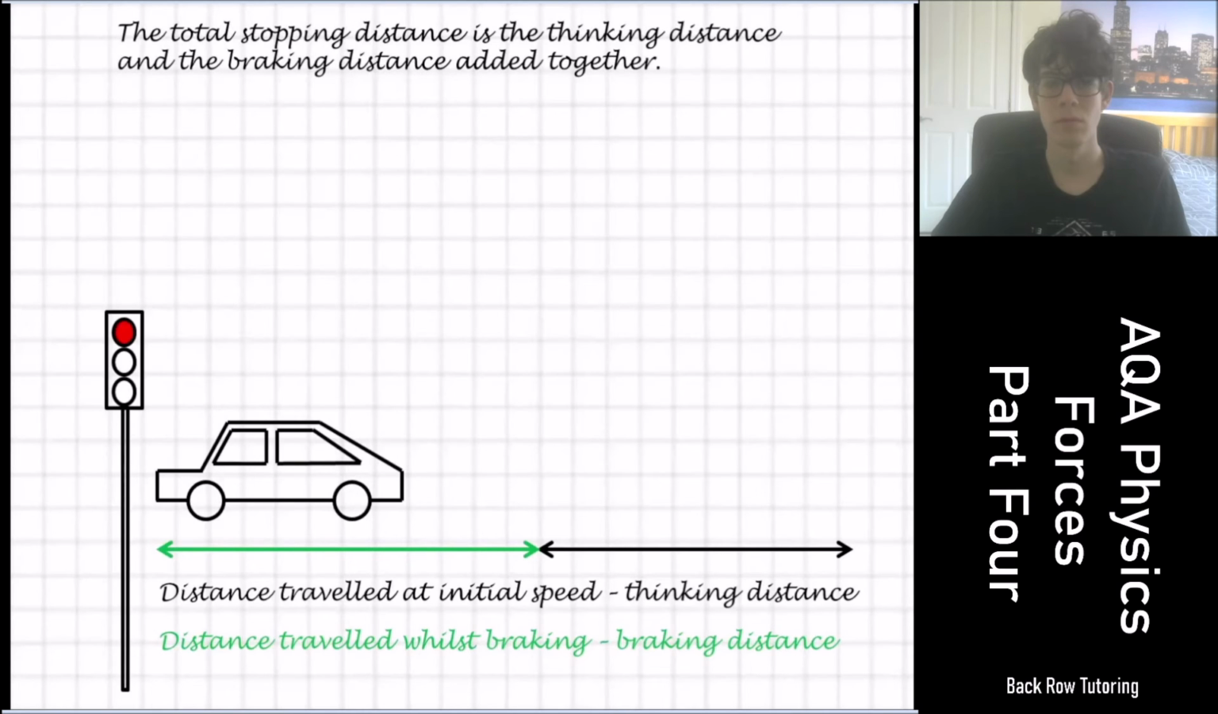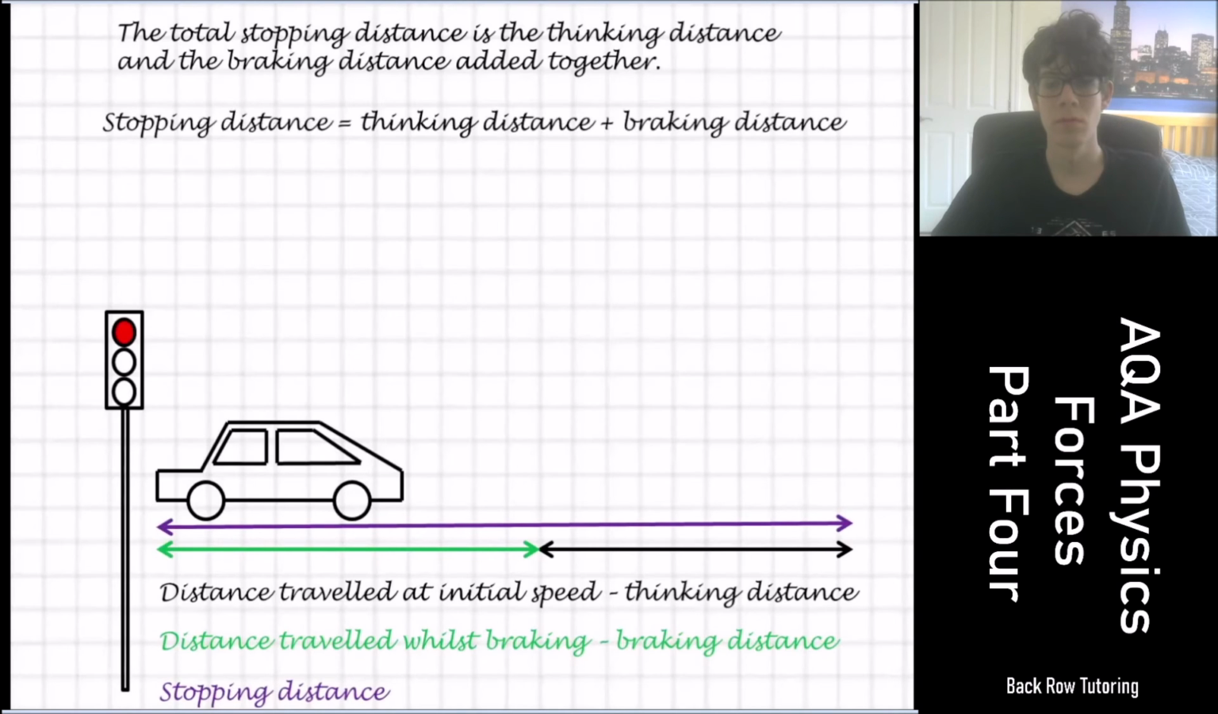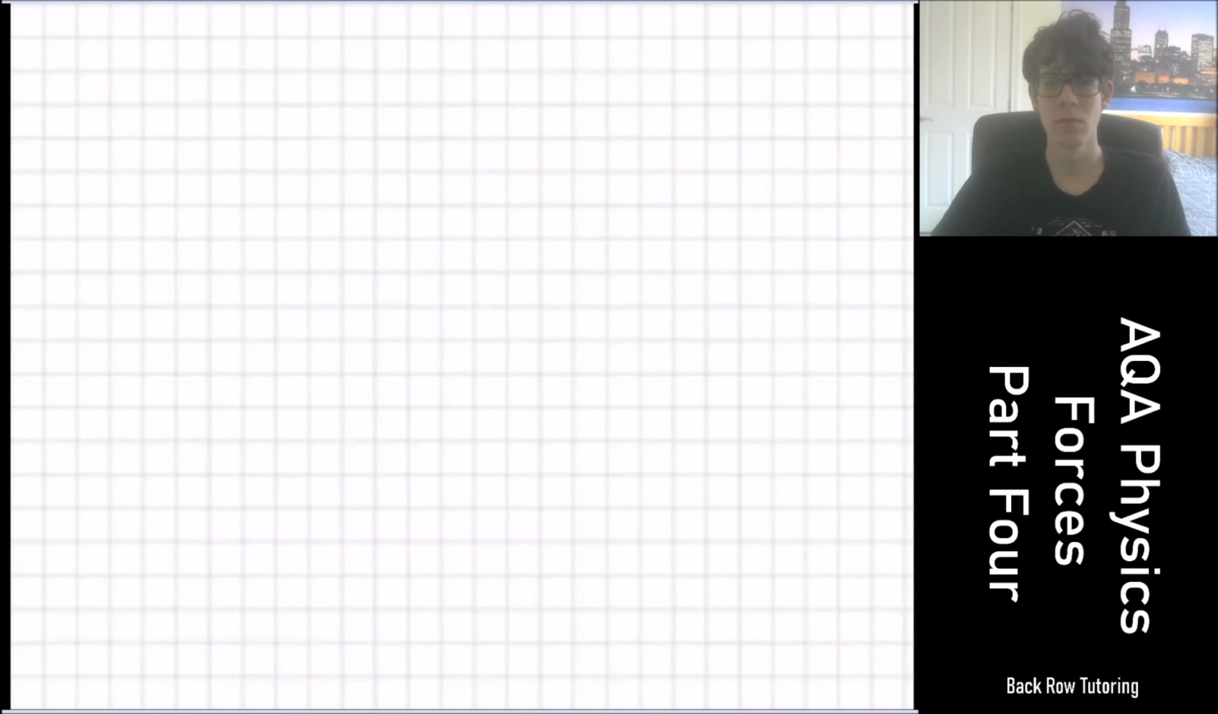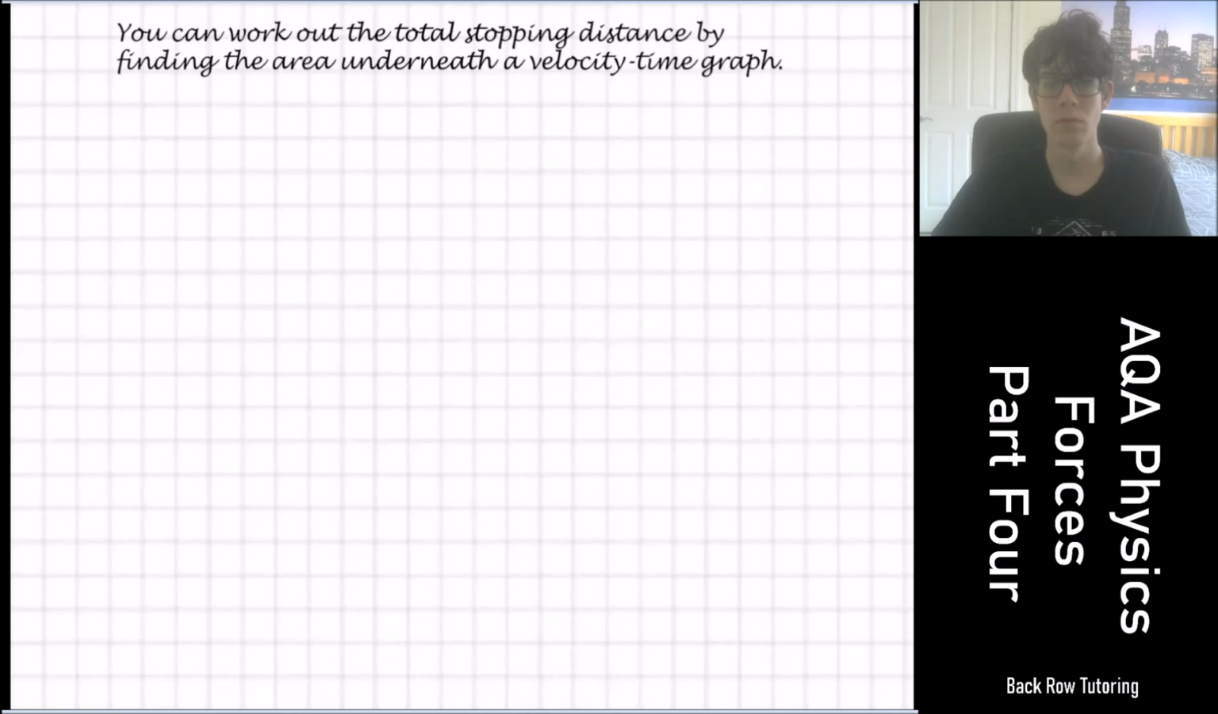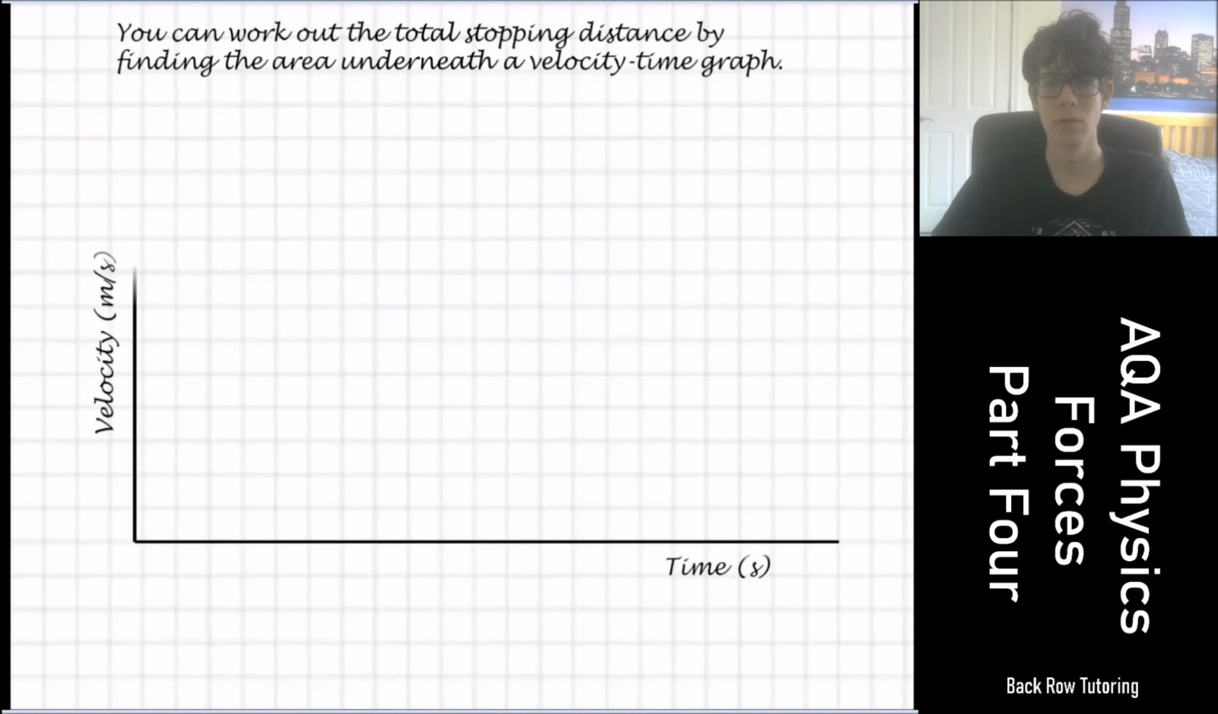The total stopping distance is the thinking distance and the braking distance added together. The stopping distance is the thinking distance plus the braking distance. You can work out the total stopping distance by finding the area underneath a velocity time graph.